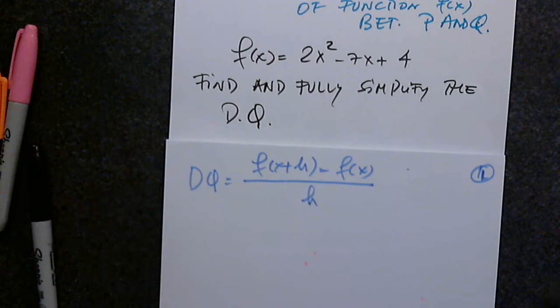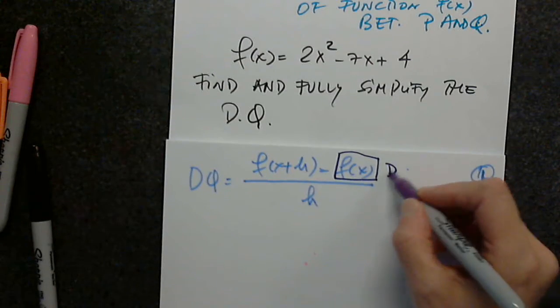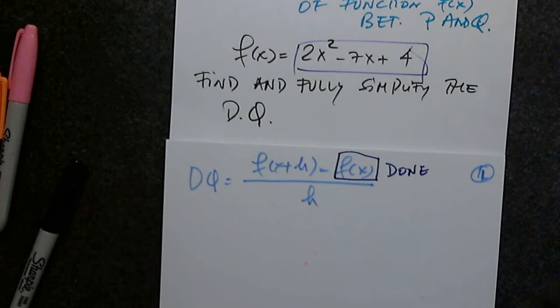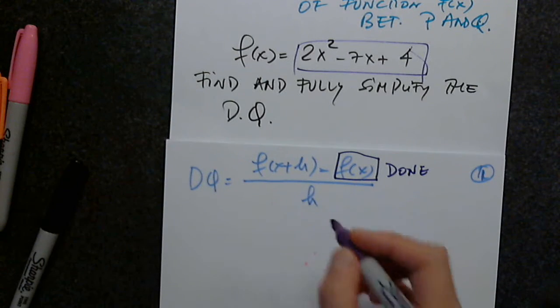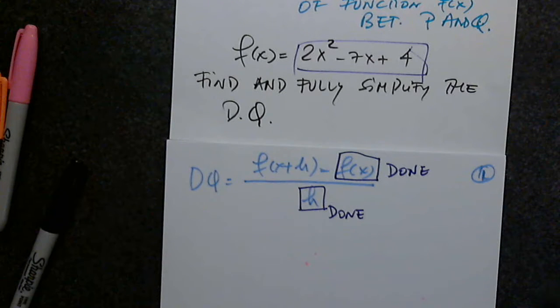You have the f of x itself. Of course, this piece I have. Done. It's right here. Can't do anything about it. It's done. What about this piece? It's done. I can't change that in any way, shape, or form. It's just a little number that I don't even have. I can't do anything to it.